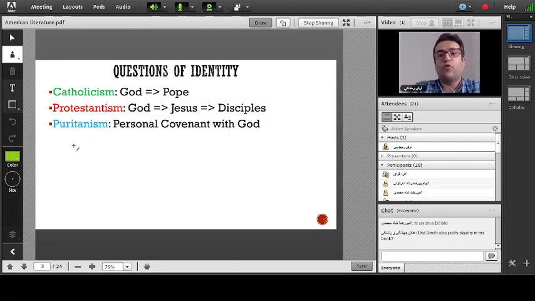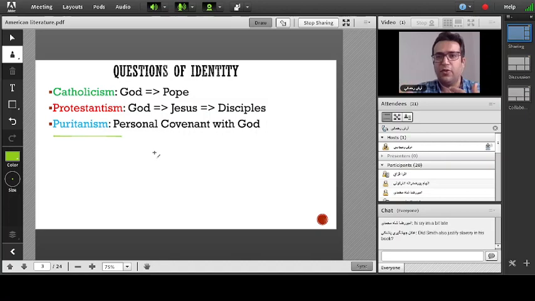There was another form of religious denomination, especially in 17th and 18th century England, called Puritanism. Now, the Puritans were actually kind of like Protestants, but they said that you have to have a personal relationship with God. They call it the covenant. So they believed in having a direct personal relationship with God.